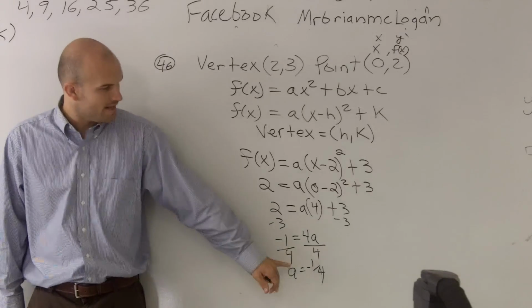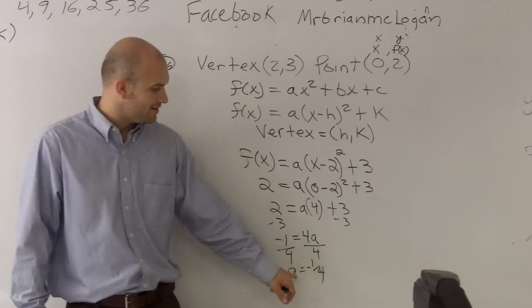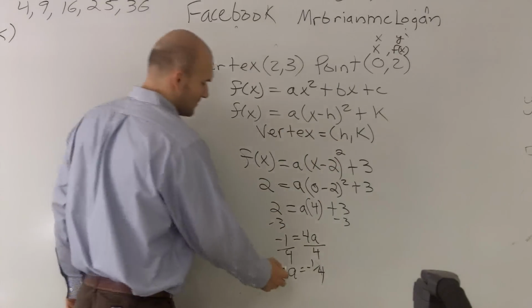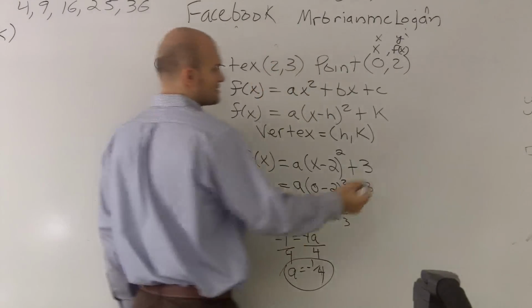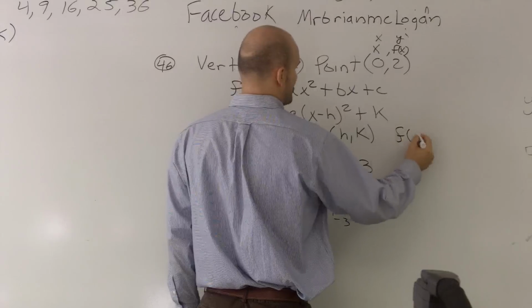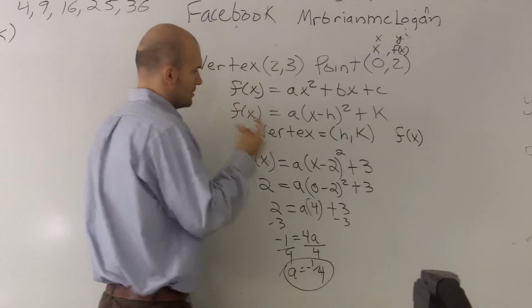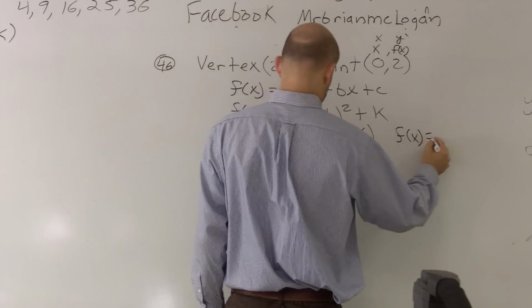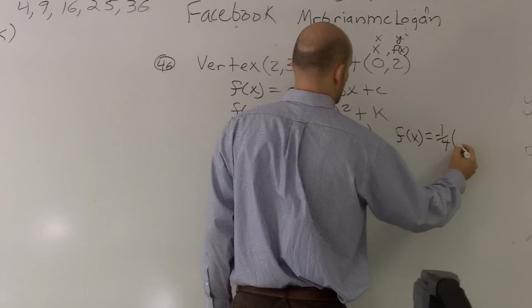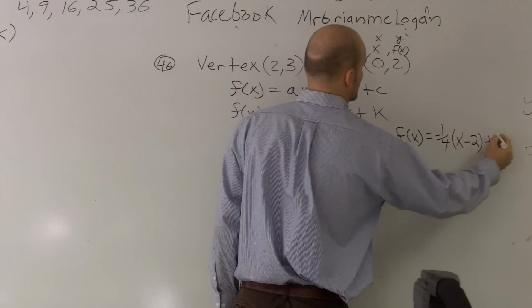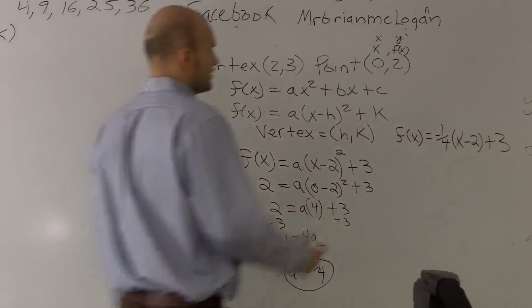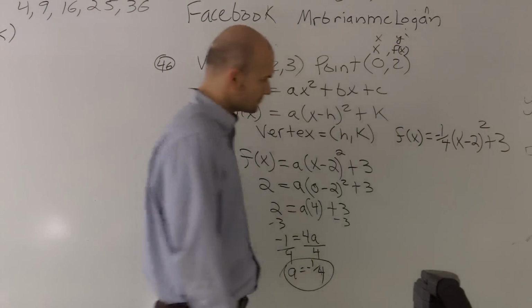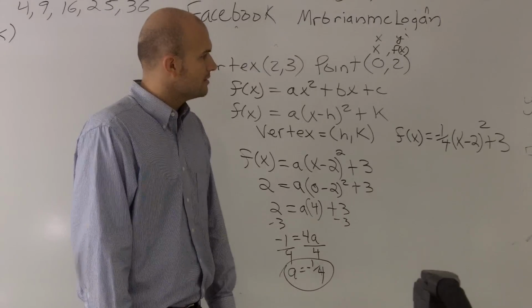All right, and then from here, I just plug my a back into my equation. So now I know what a is, I know what my h is, and I know what my k is. So f of x equals negative 1/4 times x minus 2 squared, plus 3. Yes, minus 2 squared. There you go.